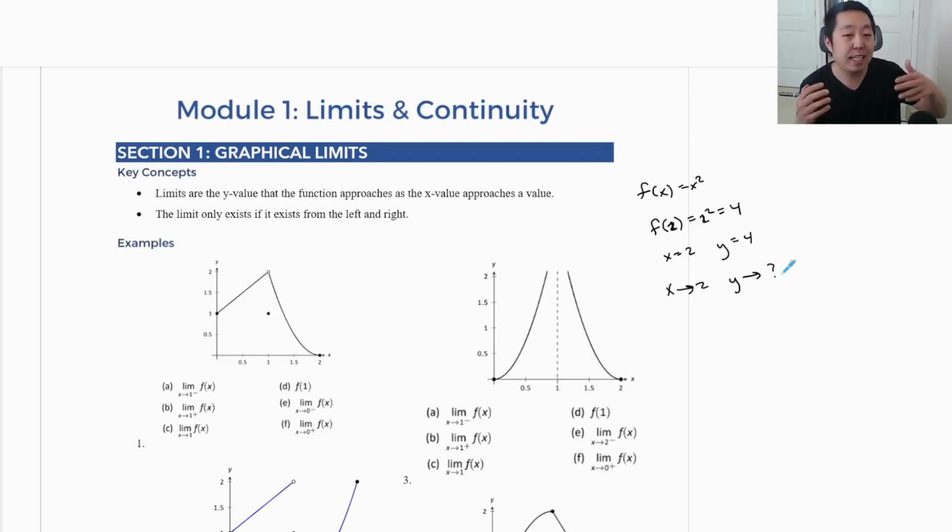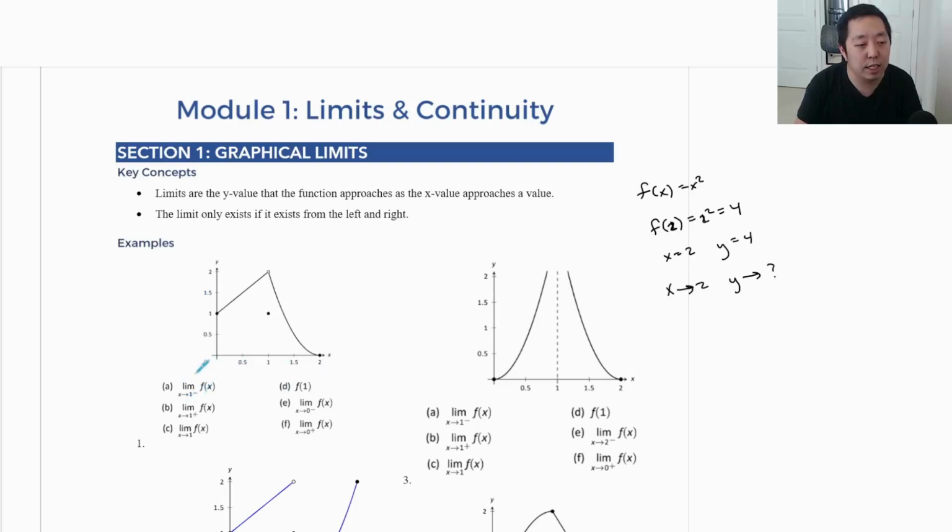Now, when we say getting closer, there's kind of two ways we can get closer to something. We can either come from the left direction or the right direction. So let's look at some example problems so you can understand how this works. So I have a graph here, and I want to figure out what the limit is.